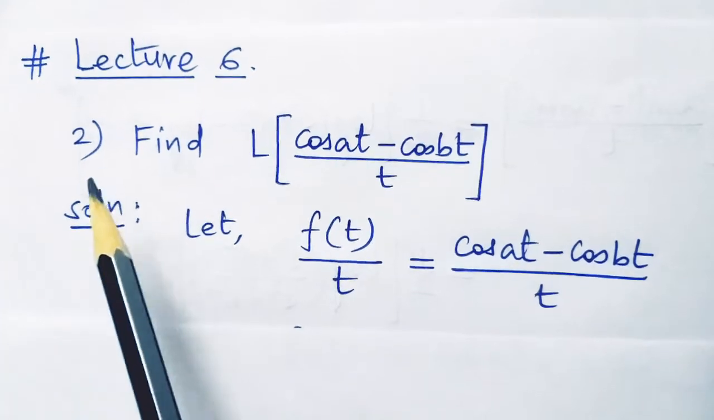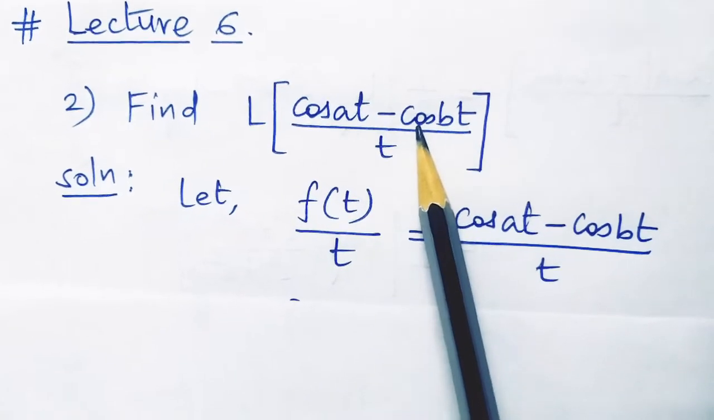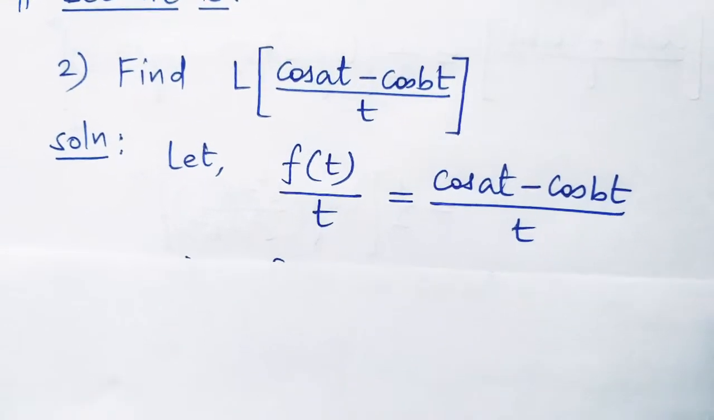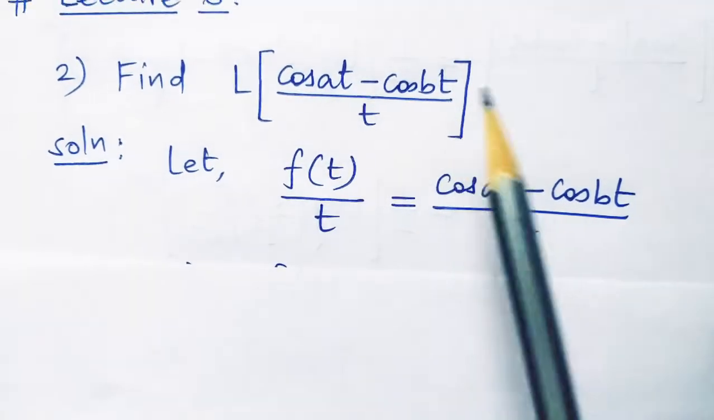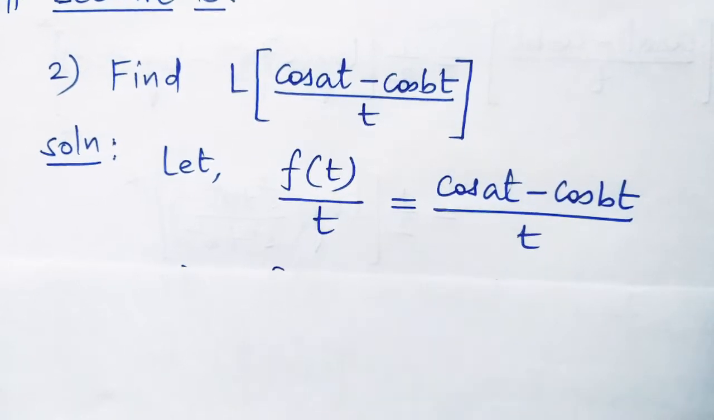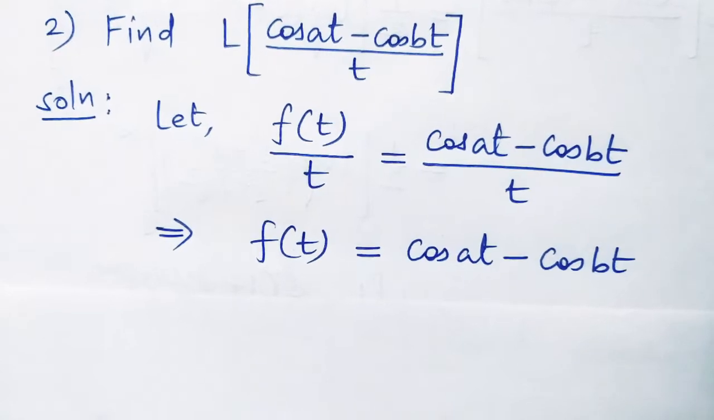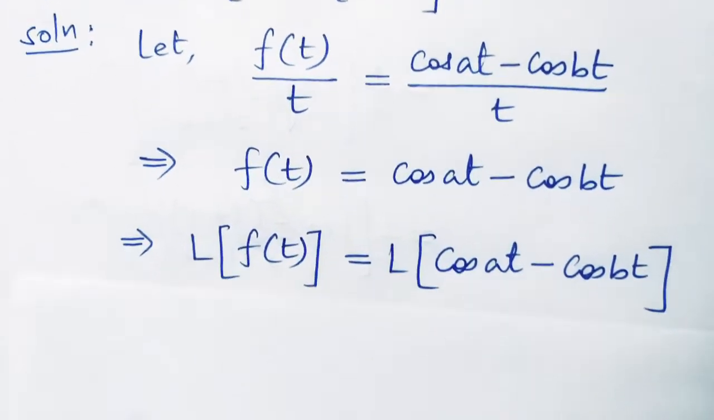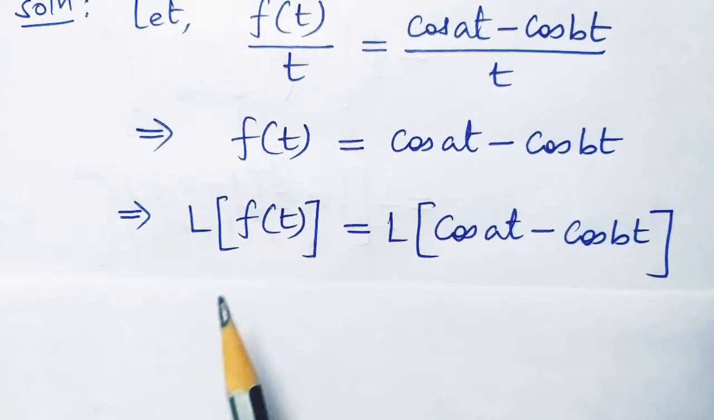Now second problem, find the Laplace of cos at minus cos bt divided by t. So let us write, let f of t divided by t be the given function, cos at minus cos bt divided by t. So from this one can identify f of t, and of course f of t is cos at minus cos bt. Now since cos at and cos bt both are in the standard form, we can directly find the Laplace transform.